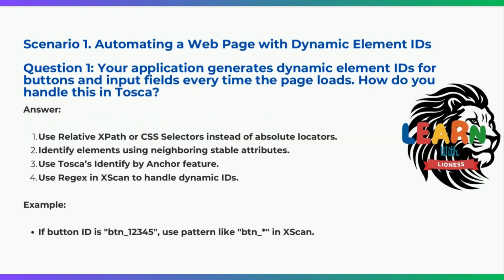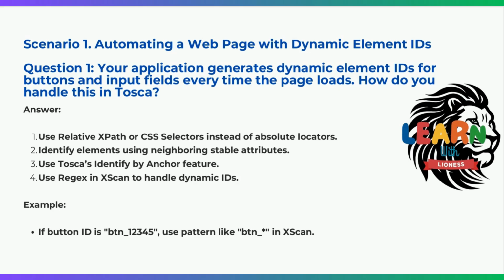Scenario 1. Automating a web page with dynamic element IDs. Question 1. Your application generates dynamic element IDs for buttons and input fields every time the page loads. How do you handle this in Tosca?